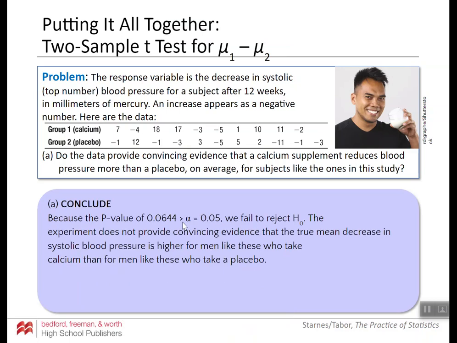Under the conclusion, because our p-value, 0.0644, is greater than our alpha value of 0.05, we fail to reject the null hypothesis. The experiment does not provide convincing evidence that the true mean decrease in systolic blood pressure is higher for men like these who take calcium than for men like these who take a placebo.